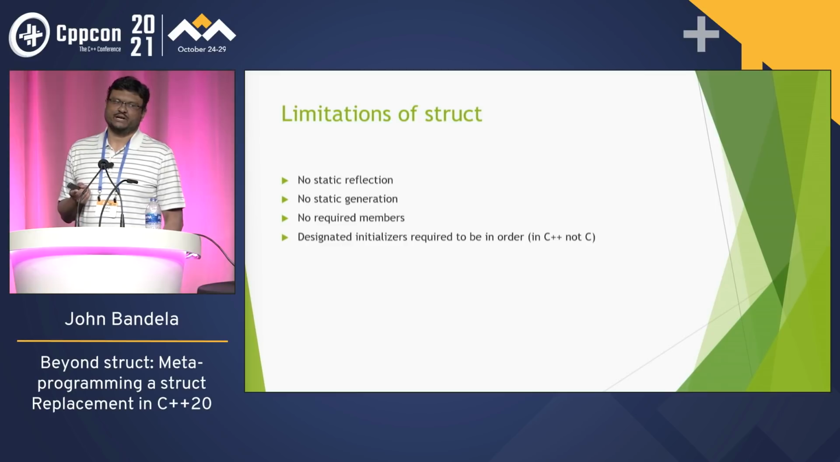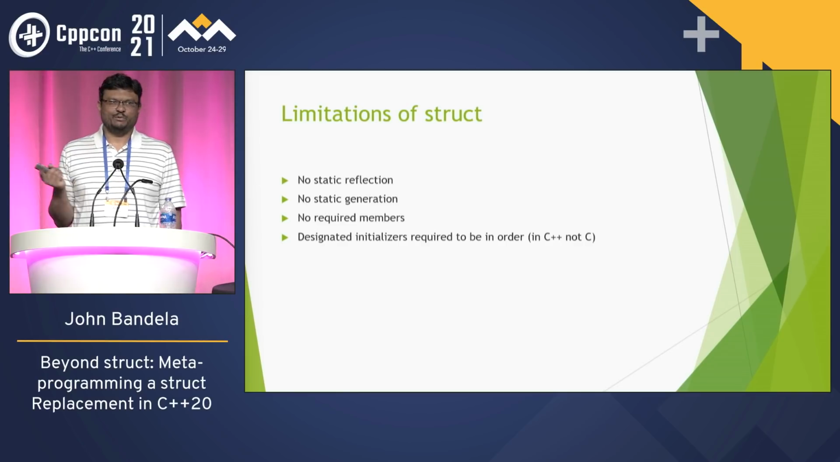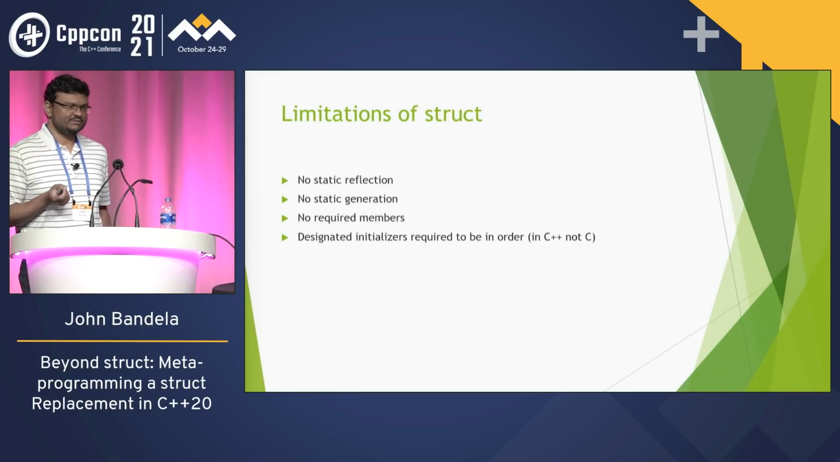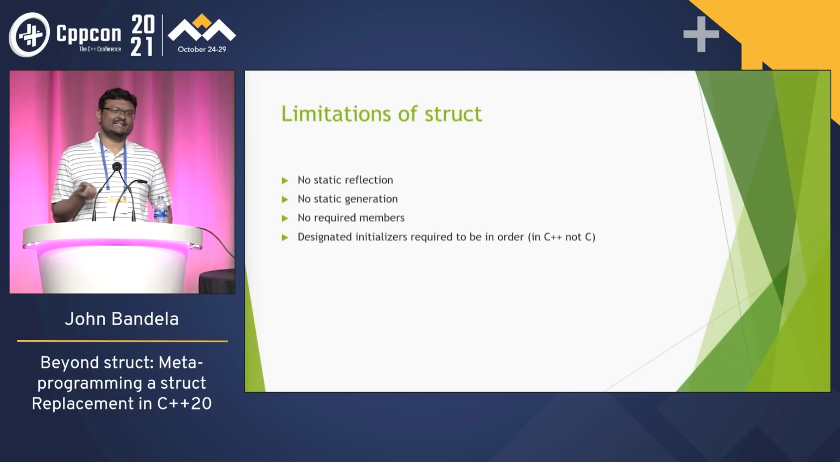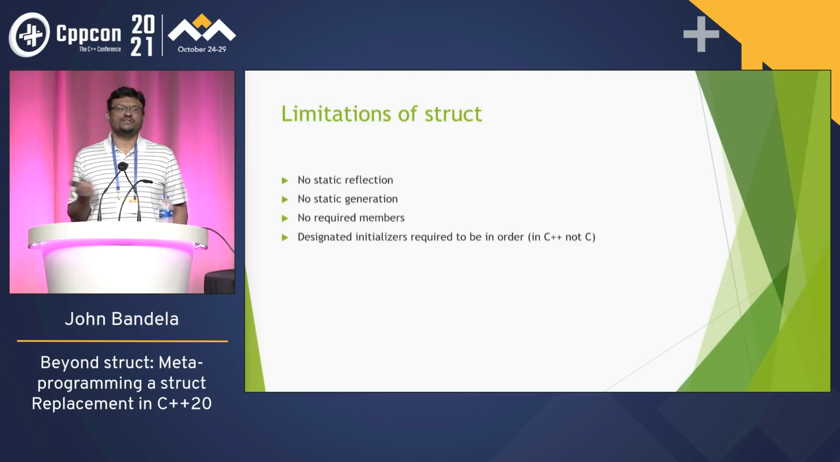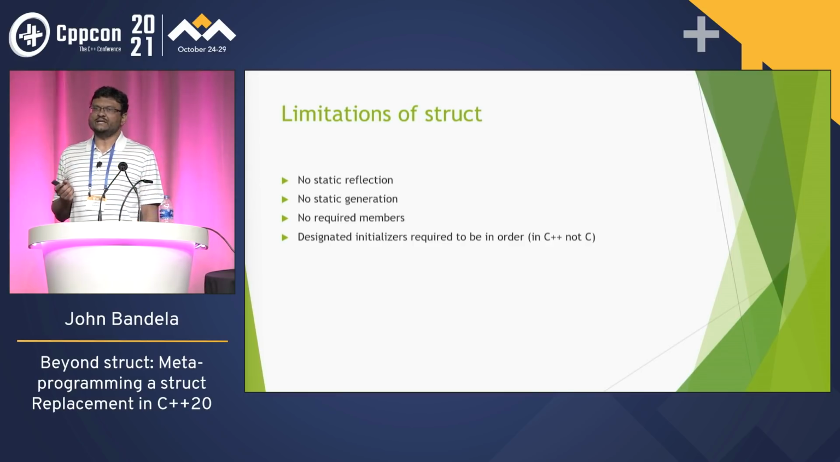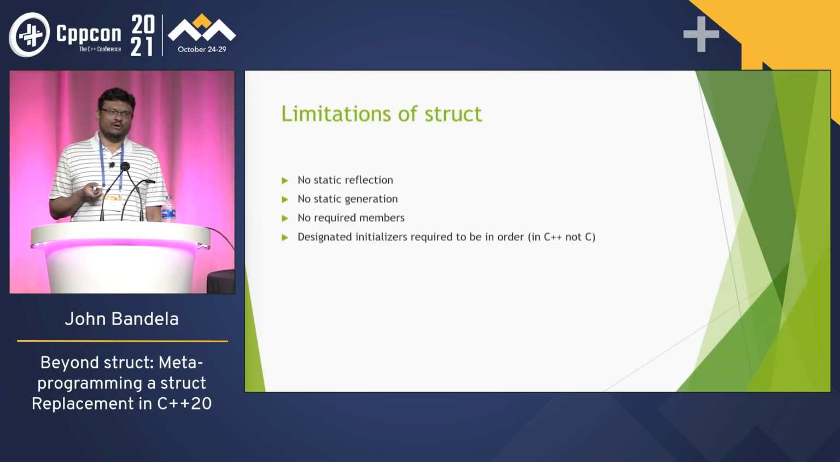What can't I do with a struct? Well, unfortunately, we don't have static reflection. People here in the audience, I'm sure, have a better idea of when we might get static reflection. I don't think it's C++23. We don't have static generation, which is not just looking at a struct, but like, hey, can we generate a struct? And then two minor things: no required members, and designated initializers are required to be in the order of declaration. That's a C++ thing, not a C thing. I don't know when that may be lifted.